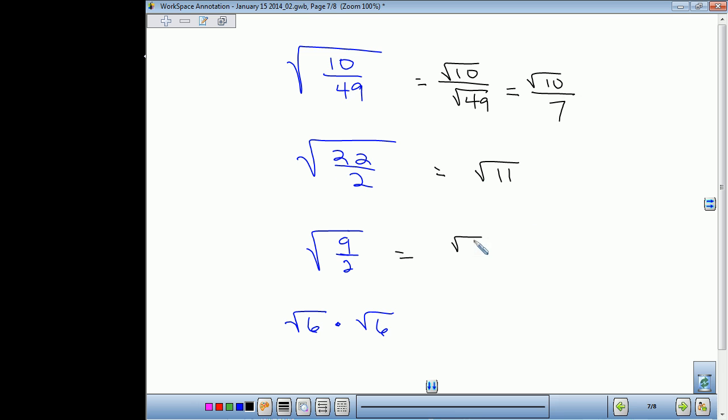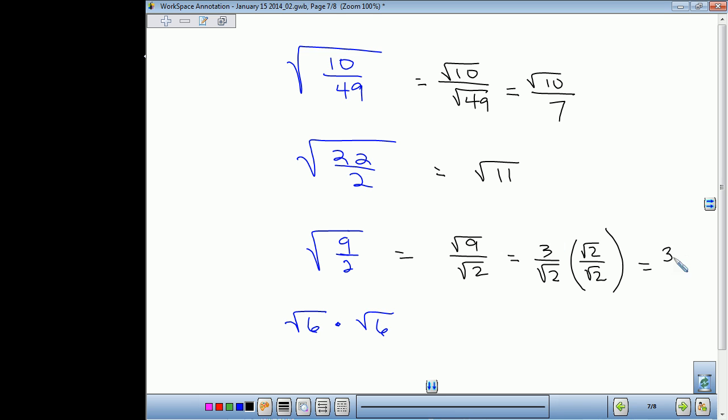But this one causes me some problems. Even when I do this, the numerator simplifies, but I'm left with a radical in my denominator. I cannot leave it like this. And this is what you do every time. Whatever your radical is in your denominator, you multiply both the numerator and denominator by that. Well, guys, what is the square root of 2 divided by the square root of 2? 1. Anything divided by itself is 1. So I'm not changing the value. I'm just getting rid of the radical in the bottom.